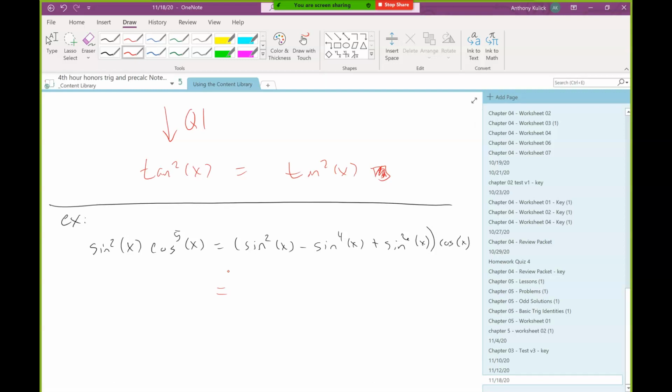If I look at the right-hand side, the piece that begs me for simplification is the sine squared minus sine to the 4th x plus sine to the 6th x. And what jumps out at me is that there's a greatest common factor of sine squared in each of those. So I would start by just taking that greatest common factor out.